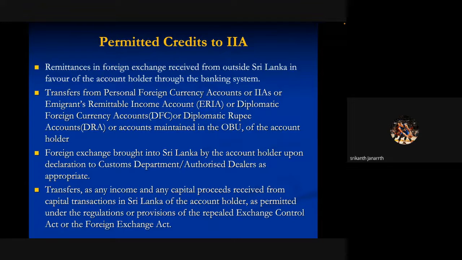In that declaration, the investor can bring foreign exchange in the form of currency notes, or in the form of a bank draft or whatever instrument, provided they declare it to the relevant party: customs if exceeding $15,000, the authorized dealer if less. Those funds can be deposited to the IIA account, right? Then there is the transfer of any income or capital received from a capital transaction by the Sri Lanka account holder, which is permitted. So whatever permitted income you make from investments through the IIA account, all that money can come back to your IIA as income. So these are some of the permitted credits, right?